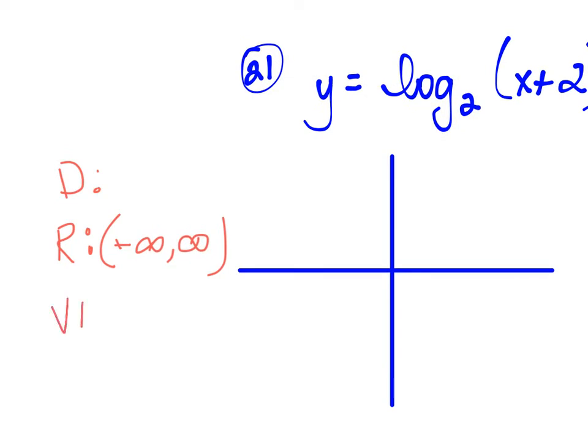Then I have my vertical asymptote that we got to talk about, my horizontal asymptote. Well, in an exponential, there was no vertical asymptote. So the opposite of that would be no what? Horizontal asymptote. So our logs have no horizontal asymptotes.